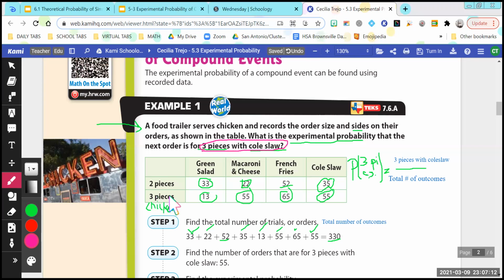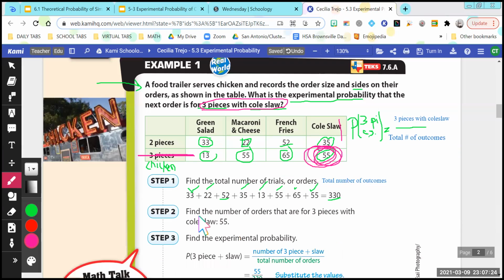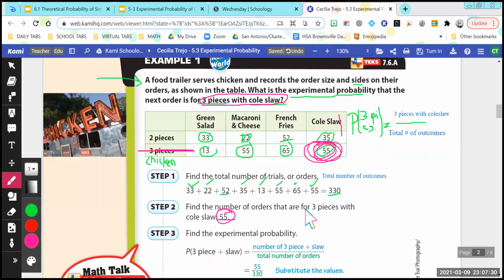Here it is. For sure it's this down here on this row. I need to find coleslaw. Here it is. It's this last one. And where do they meet? Right there. 55. So step two, find the number of orders that are for three pieces and a coleslaw. 55. Awesome. So here we go.